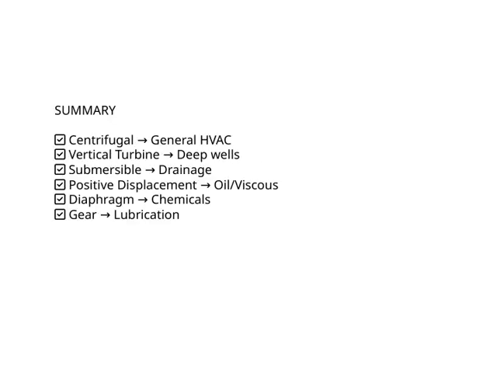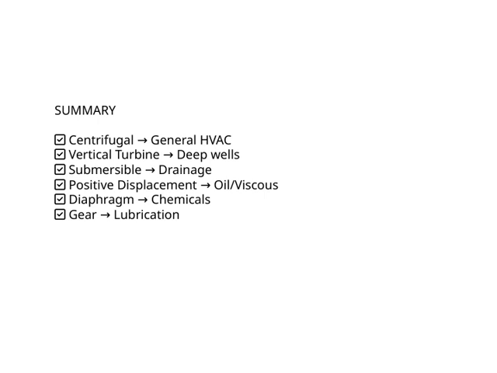So, to wrap things up, let's briefly review the key points we've covered. First, we looked at centrifugal pumps, which are typically used in general HVAC applications. These are versatile and efficient for moving fluids in heating, ventilation, and air conditioning systems. Next, we have vertical turbines, which are ideal for deep wells because they can handle high volumes of water from great depths. Then there's the submersible pump, commonly used for drainage purposes. These pumps operate underwater, making them perfect for dewatering or flood control.